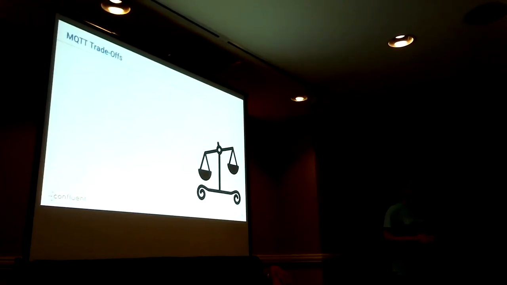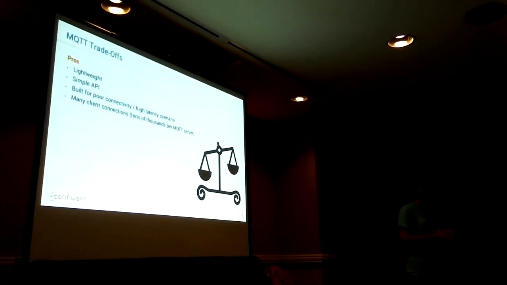So let's think about the MQTT trade-offs. And I always have this kind of integration with Kafka in mind. MQTT is perfect for things like bad networks and devices, because it's very lightweight and has a simple API, and is exactly built for the use case of poor connectivity and high latency scenarios, where it's normal that devices are offline. For example, when the car goes through a tunnel, you're offline for a few minutes. That's totally normal and expected here. And the other big important thing is that MQTT allows many client connections. That really means tens of thousands per MQTT server, at least for a good MQTT server. And that's really a mandatory thing for big IoT projects. Not for everyone, but for many IoT projects, you have to connect to thousands or even millions of devices.